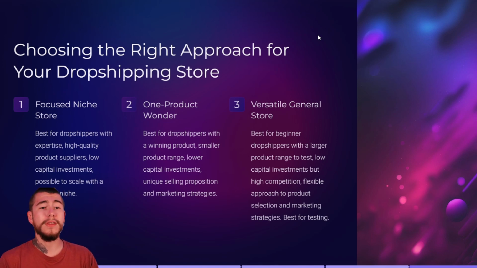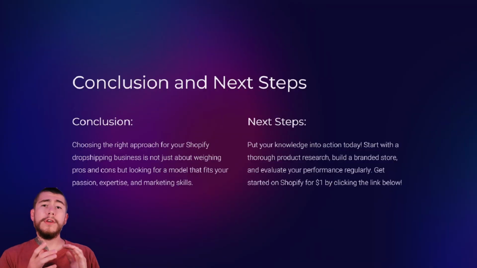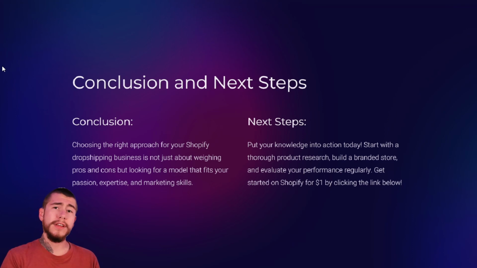And the great thing about general stores is you can take those products and create a one product store around it, or a niche store around it once you find a winner, and you can start branding it that way. All right, now that you know the different strategies and how to get started, what are the next steps? Choosing the right approach for your Shopify dropshipping business is not just about weighing the pros and cons, but looking for a model that fits your passion, expertise, and current marketing skills. The next steps to put your knowledge in action are to start with a thorough product research strategy, build a branded store around that product, and evaluate your performance regularly.